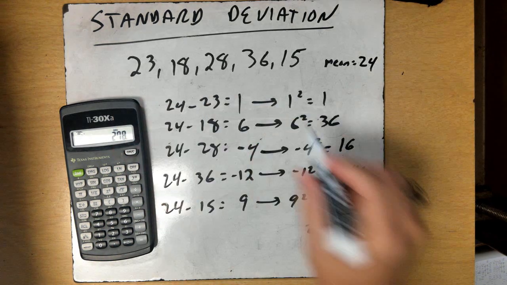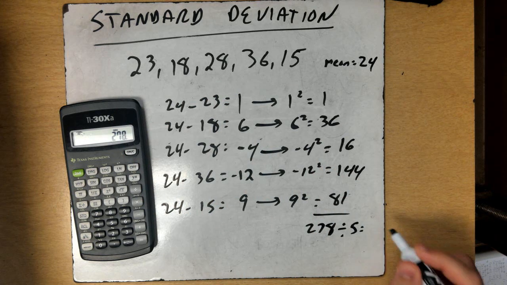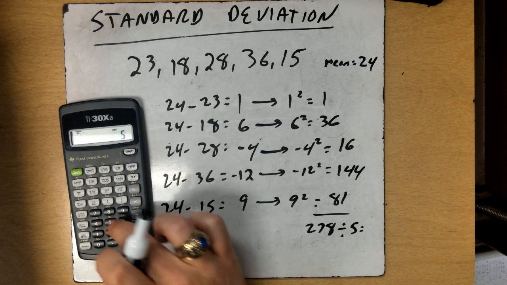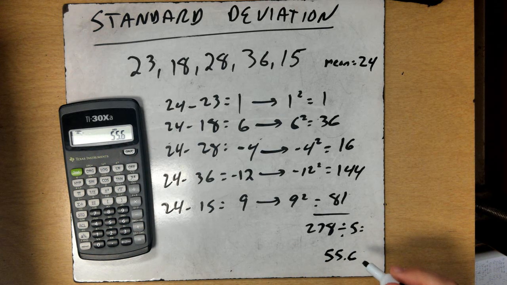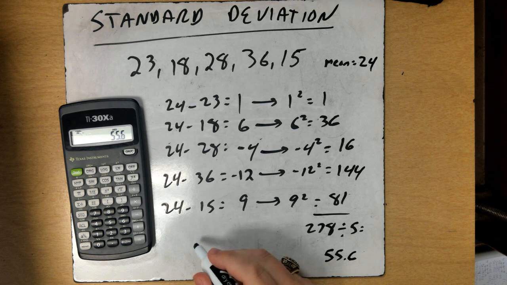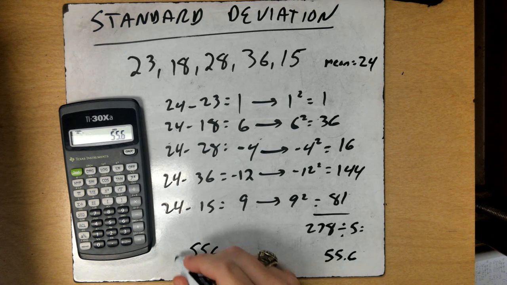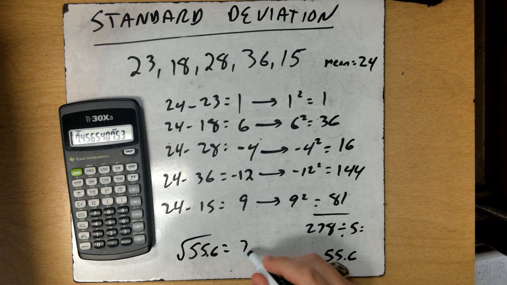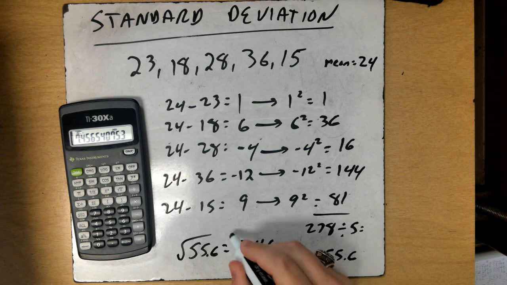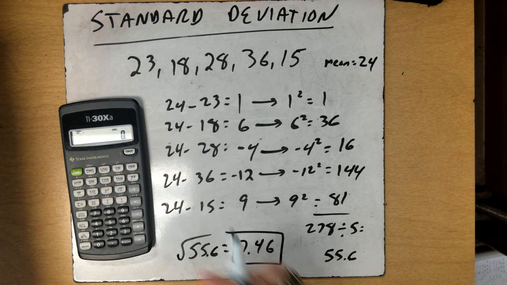And then we divide that again by how many numbers there are. There's 5, so we divide by 5, and we get 55.6. Then our last step is we take 55.6 and square root it, using our square root button, and our answer is 7.46 rounded. That's our final answer.